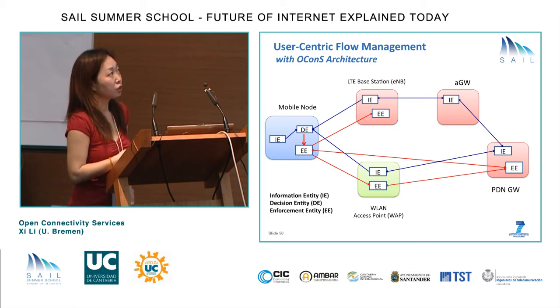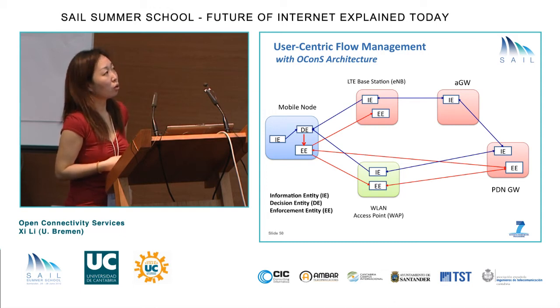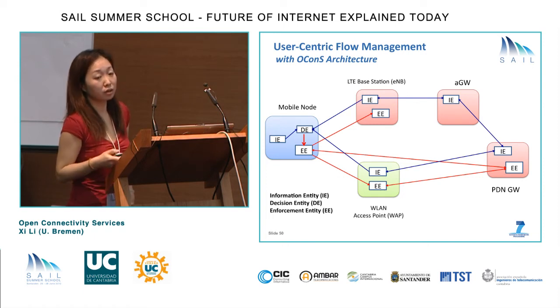And also in the user device, you can have the enforcement for each application flow, what kind of transport protocol parameters you are going to choose for transmitting these application flows. This enforcement will be done by the mobile node for the uplink case, and in the downlink situation it will be performed by the PDN gateway.